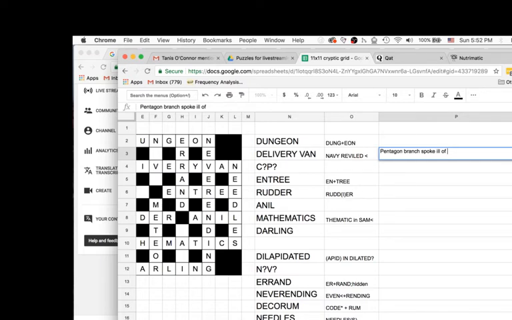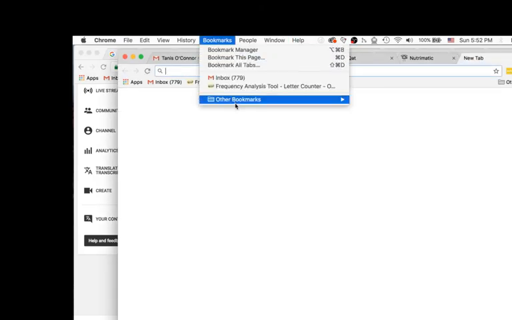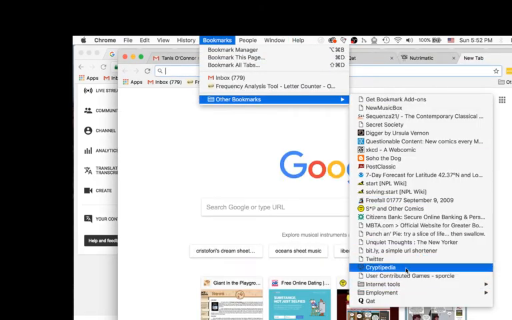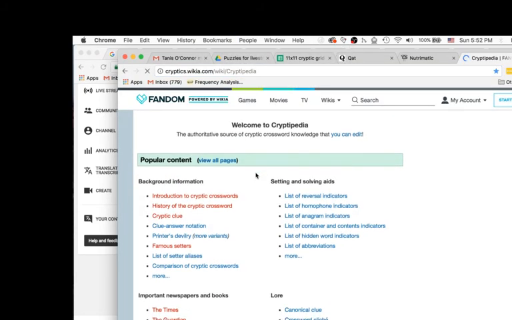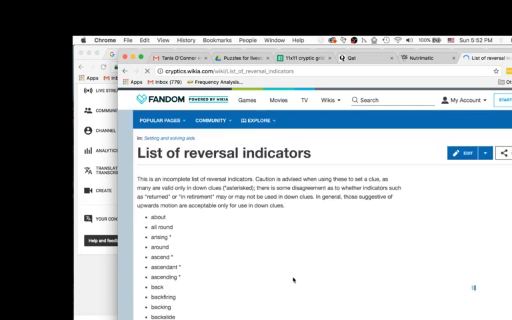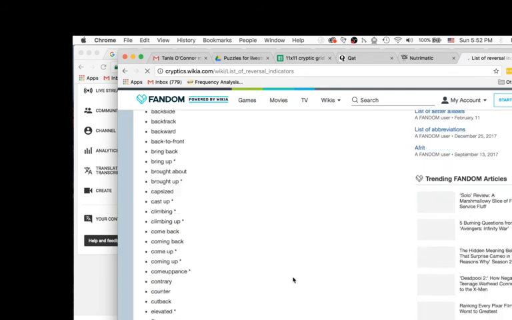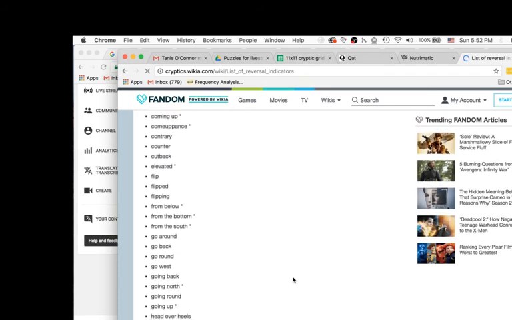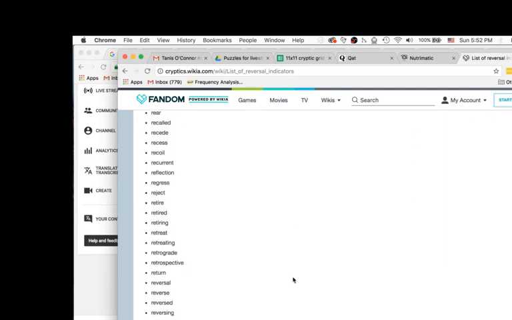There are websites that have lists of indicators. I sometimes go to Cryptopedia if I need to brainstorm for indicators, so I will do that. List of reversal indicators. Spoke ill of, backfiring, capsizing, contrary, in retrospect. Oversee, retreating.